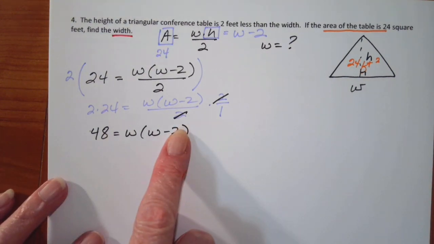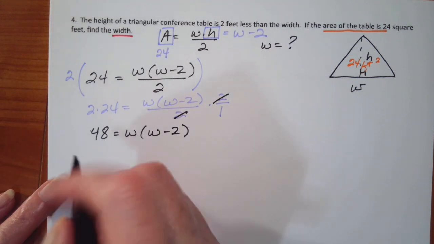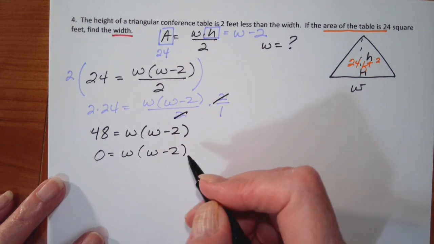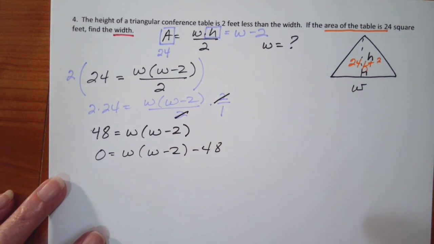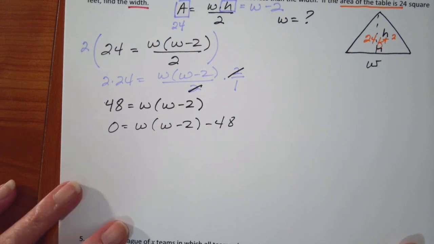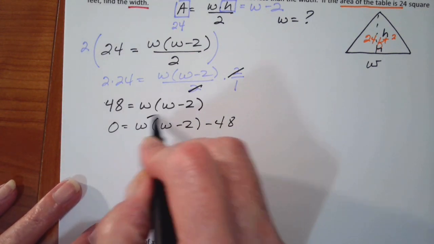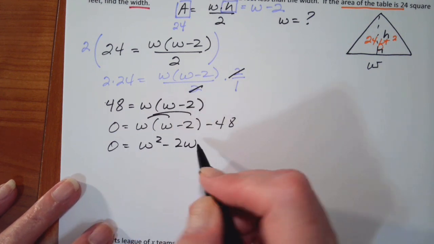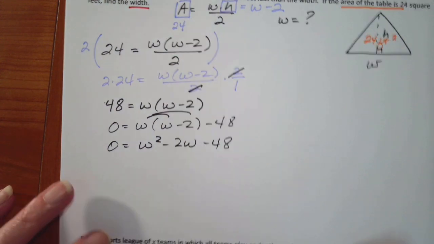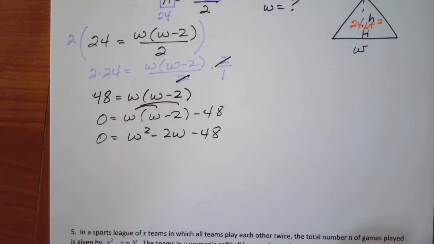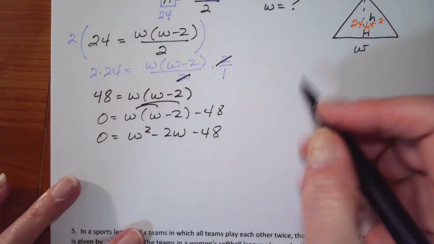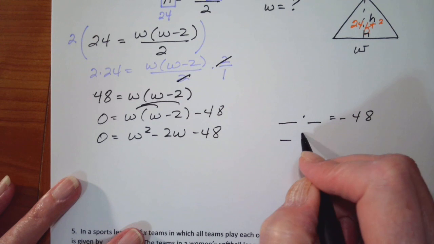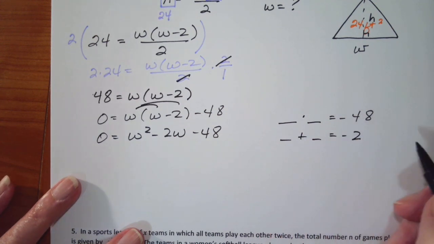Still not equal to 0. But that's okay. I can just write it as 0 equals W times W minus 2 minus 48. Okay, distribute. 0 equals W squared minus 2W minus 48. And we've seen this situation before. Okay, 48, again, we're looking for two numbers whose product is negative 48 and whose sum is negative 2.